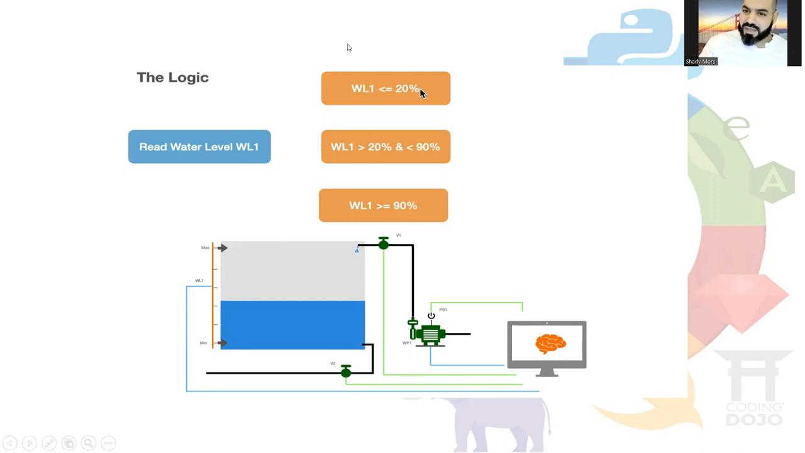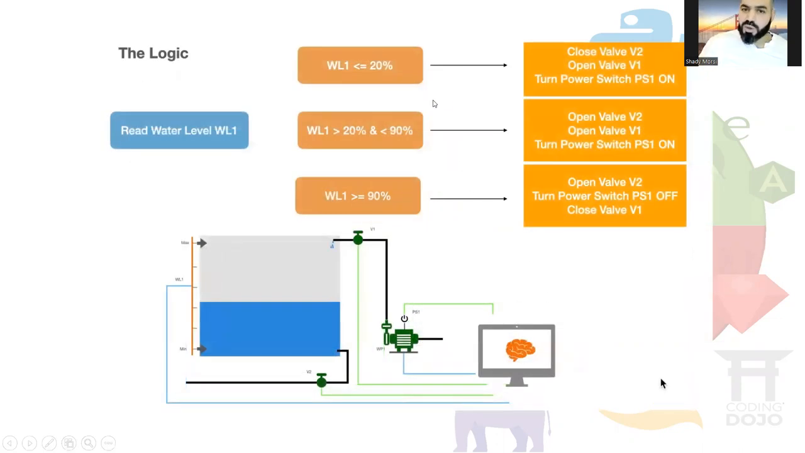And eventually, when I program this brain here, or it's just a programming language because it's software, I will add this condition over here, if you guys can see. When the water level here is below 20%, close valve 2, there is no point in doing agriculture right now. Open valve 1. Look what comes right after V2: valve 1 opens first, and then turn the power switch on the pump on. The same thing here, and when the water is above 90%, turn the power switch off. So you turn the pump off first, and then you close the valve. So it's important to look at the sequence.